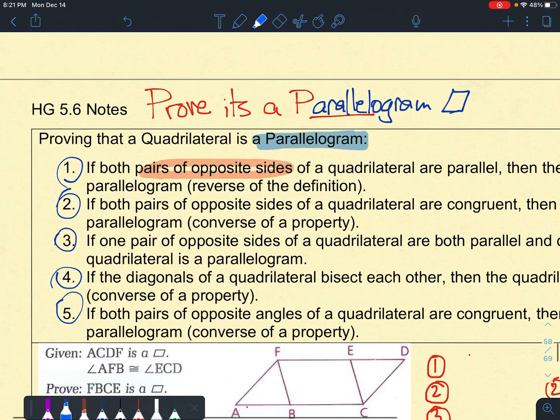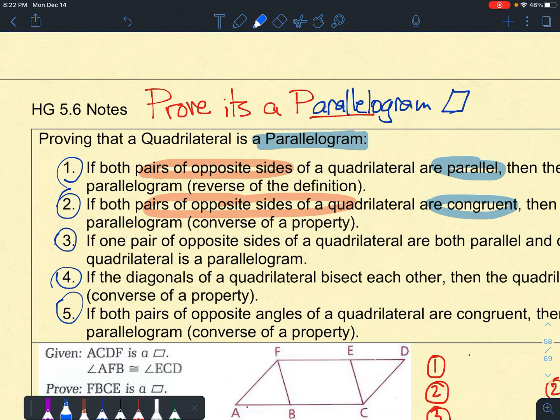So, coming back here. Idea number 1. I'm going to highlight the noun and the verb. So the noun is pairs of opposite sides, right? Both pairs. And then we'll say they are parallel. That's the definition. Okay, if you have opposite sides, bam, parallel. If you have both pairs of opposite sides to be congruent, then again, you would have that.